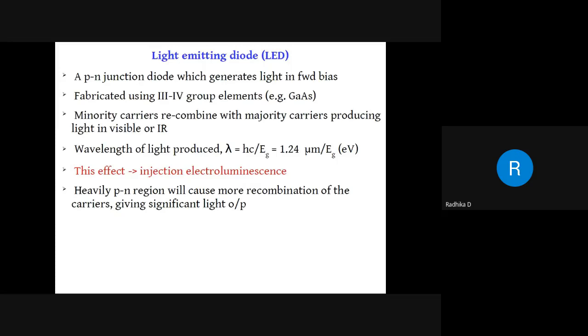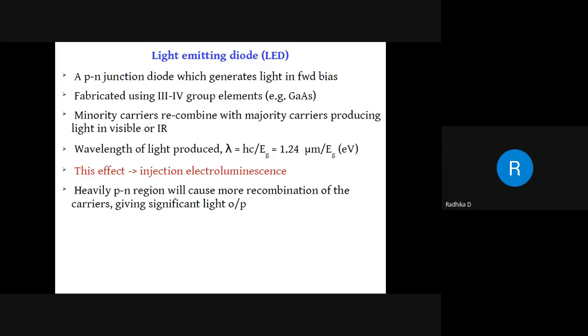Correct? So we need to understand the different diodes. All these LEDs have lots of applications in our daily life, coming into the picture anywhere. You have the flashlight in your mobile as an LED, correct? So many things are there. So let's understand this LED.